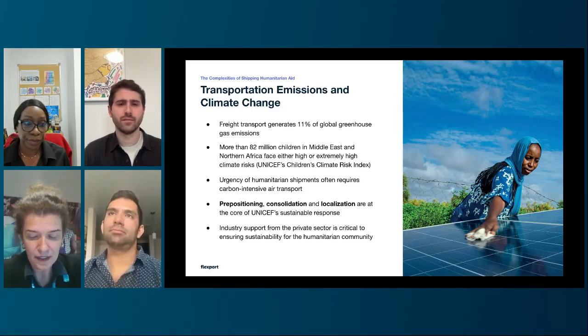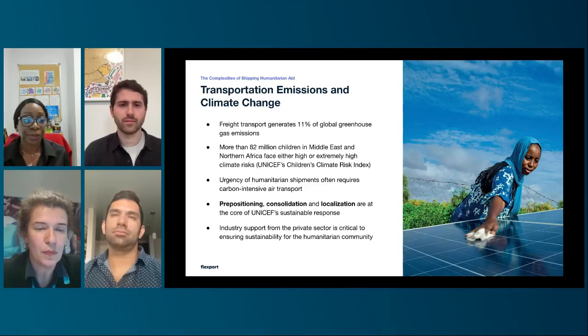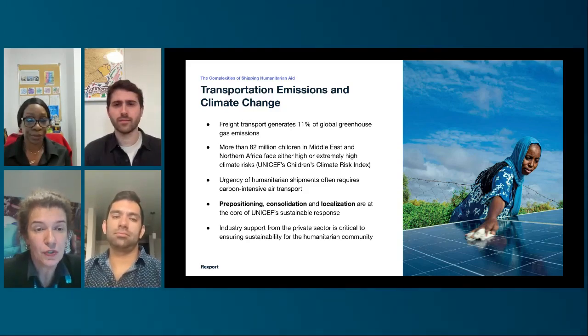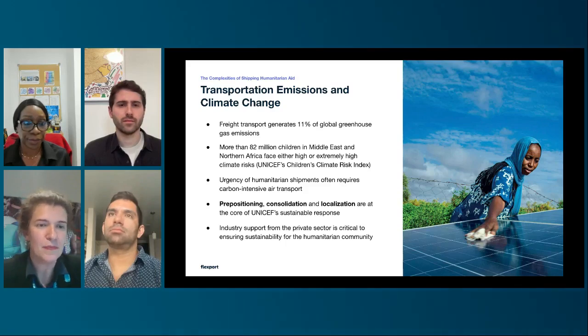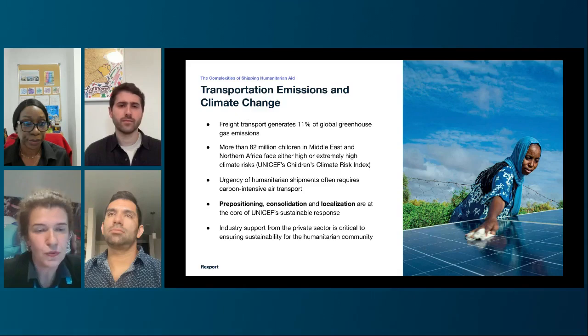So we work very closely with the private sector in making sure that we have logistics services globally. But we also work closely with the private sector to find innovative solutions to bring about reduced carbon emissions, reduced costs, reduced time, and many times also in identifying alternative routes for us to be able to reach the kids.